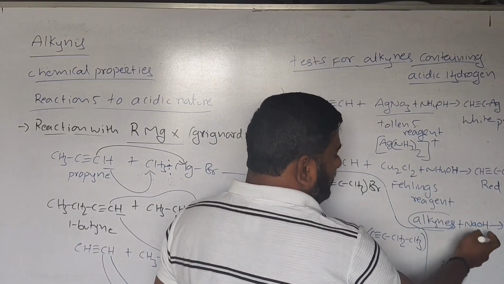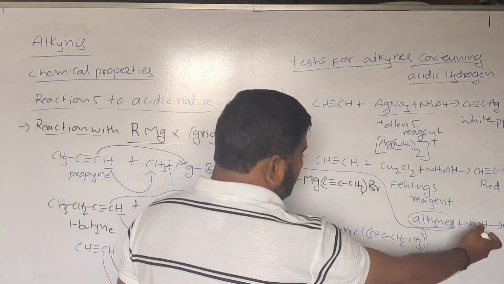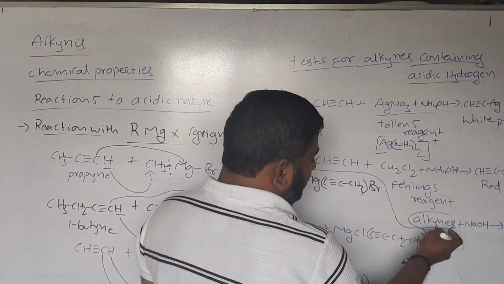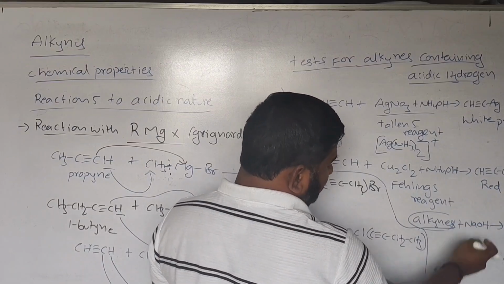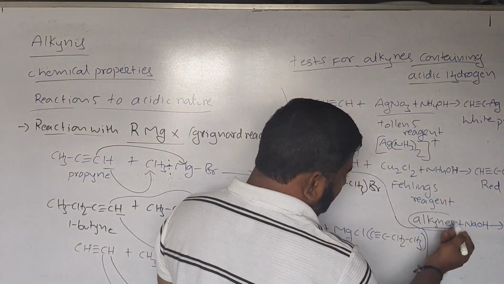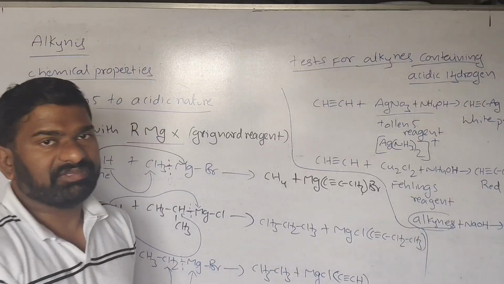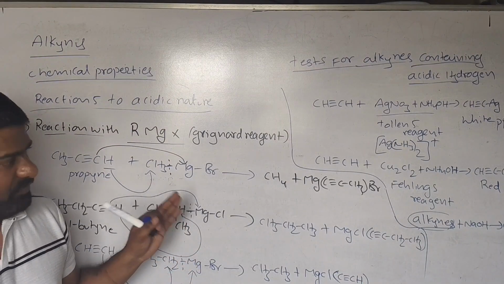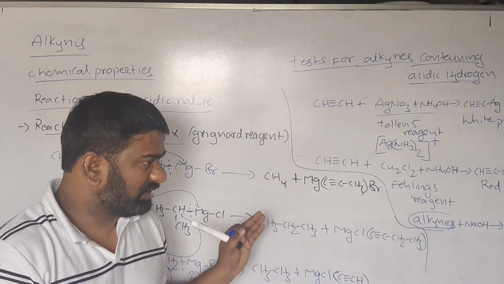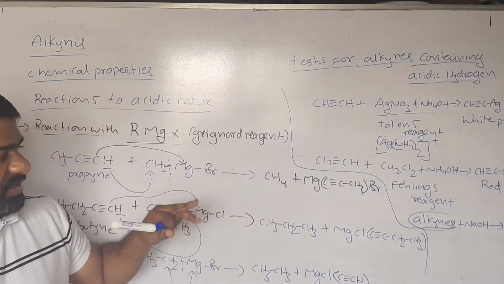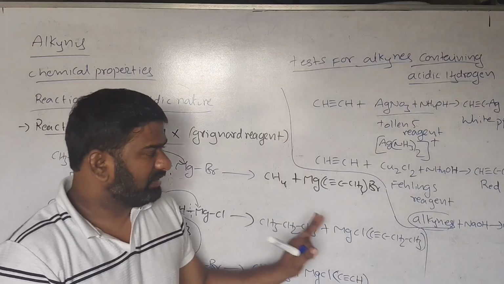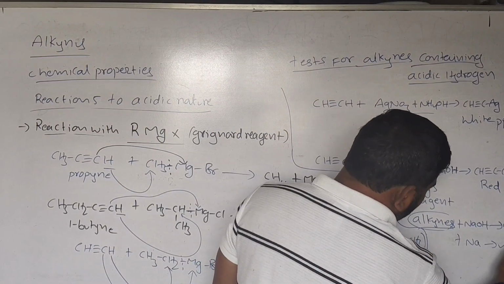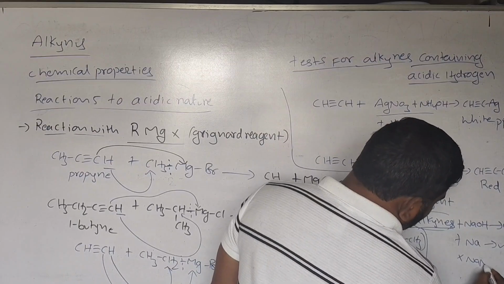These are not that acidic to react with this one. These are very, very strong bases, and alkynes are not strong acids to react with this one. They are very, very weak acids, so they will not react with NaOH. Only carboxylic acids and phenols containing electron withdrawing groups will react with NaOH. Alkynes do not react with NaOH. With Na they will react. With NaNH2 also they will react.